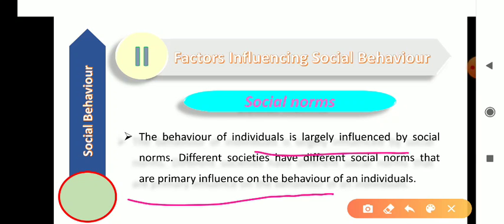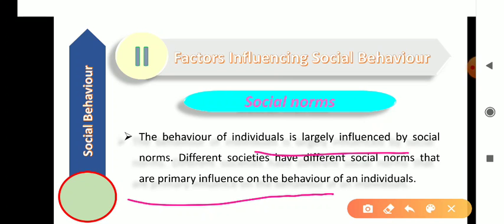Whatever rules and regulations are present in their society, the child will learn from their family and society. That type of social behavior will be developed in the child, isn't it? So that is social norms. For example, women in North Indian culture and society are not free to communicate freely in the presence of their father-in-law, isn't it? This is their culture and society, and somehow it shapes social behavior because of social norms.